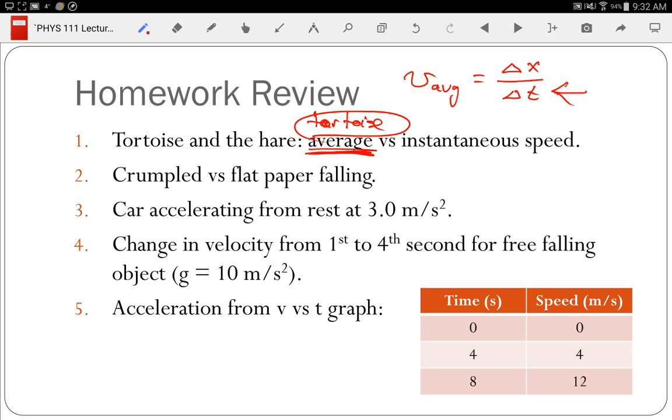Second one, crumpled versus flat paper. The problem specifically said in an evacuated chamber. What does it mean if the chamber is evacuated? No air. At least half the students invoked air. And their answer would have been correct if there was air in the chamber. That is, the air would have slowed the descent of the flat one more than the crumpled one. But the problem specified an evacuated chamber. In an evacuated chamber, where there's no air resistance, how do the fall times compare?